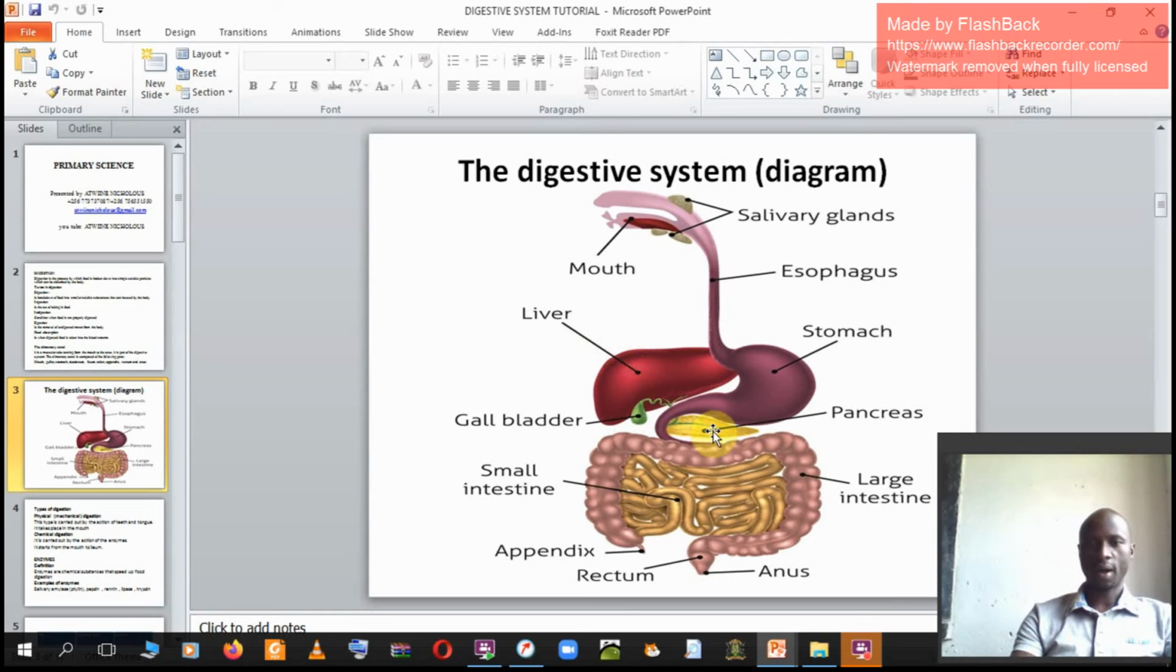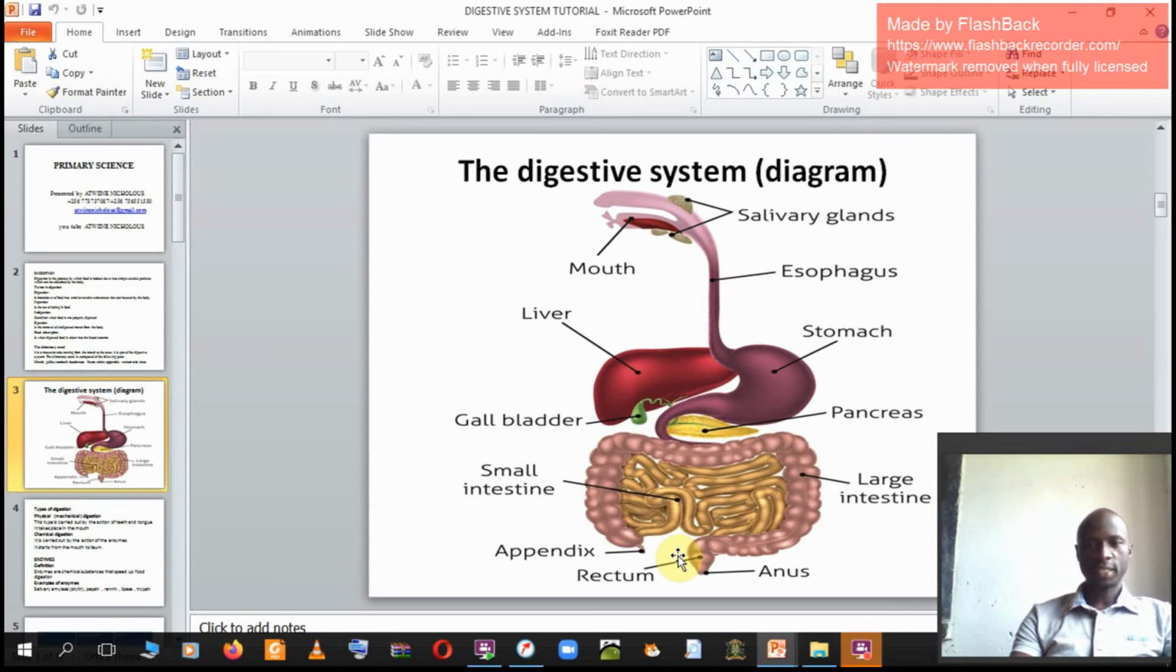Then we also have the pancreas here. They are all connected to the duodenum. And it is in the duodenum where the digestion of fats begins. It rolls and continues down the small intestines. You can see the organization of the small intestines.